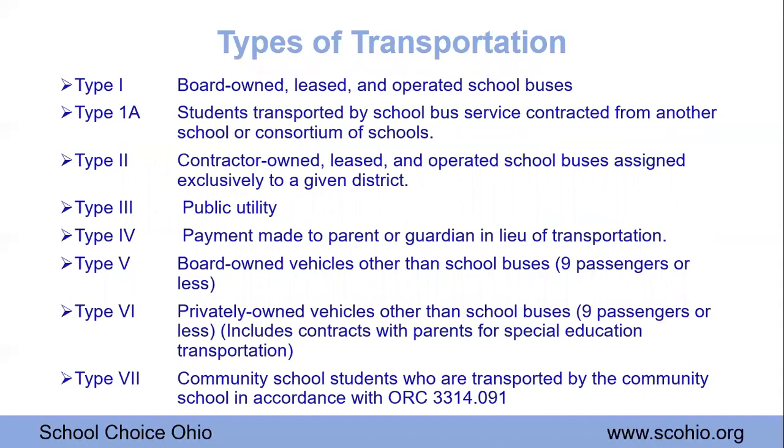So we're going to get in the weeds for just a brief moment here, and we're going to talk about that Ohio laws and rules recognize different types of transportation. By and large, the overwhelming majority of students that are transported in the state of Ohio are on type 1, 1A, or type 2 buses. This is yellow bus transportation. Type 1 is board owned, leased, and operated by the school district. 1A is through bus service contracted between districts or a consortium of districts. Or 2, that the buses are owned, leased, and operated by a vendor and assigned to a specific district. You'll see that type 3 transportation, which is students that are using public transit, public utility transportation, is also recognized under state law.